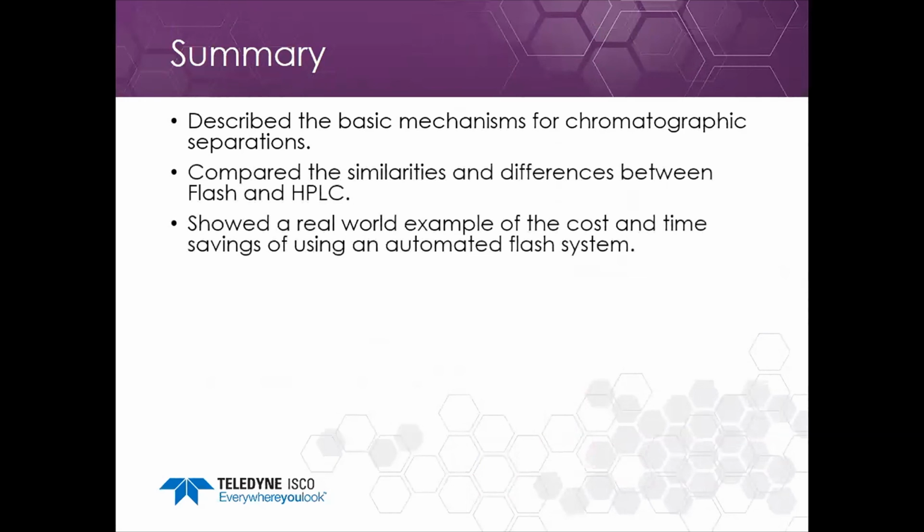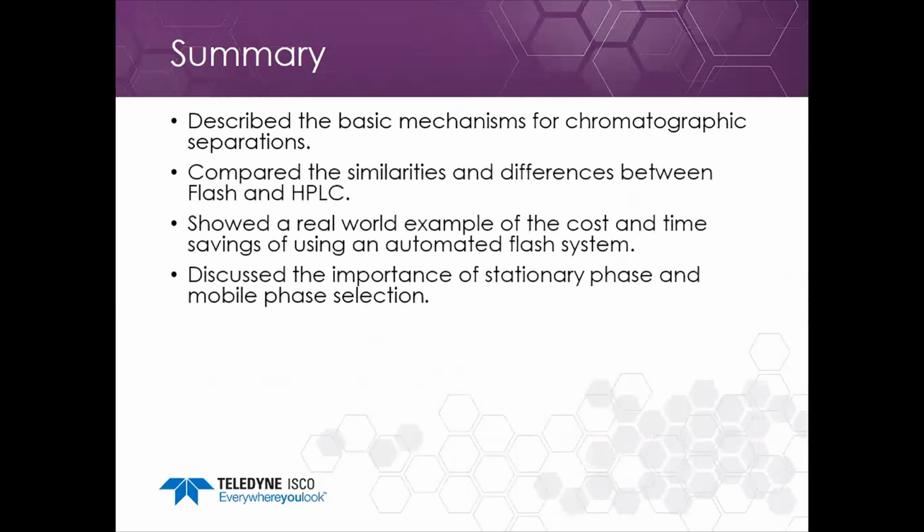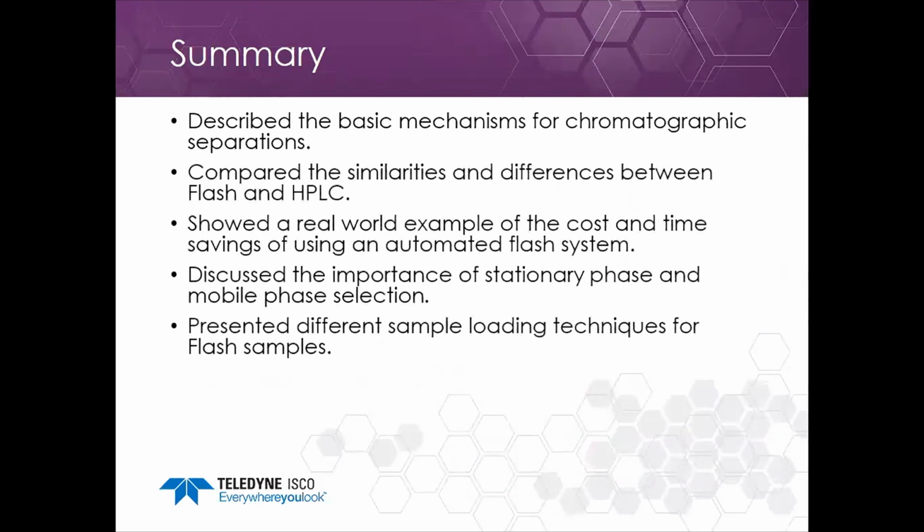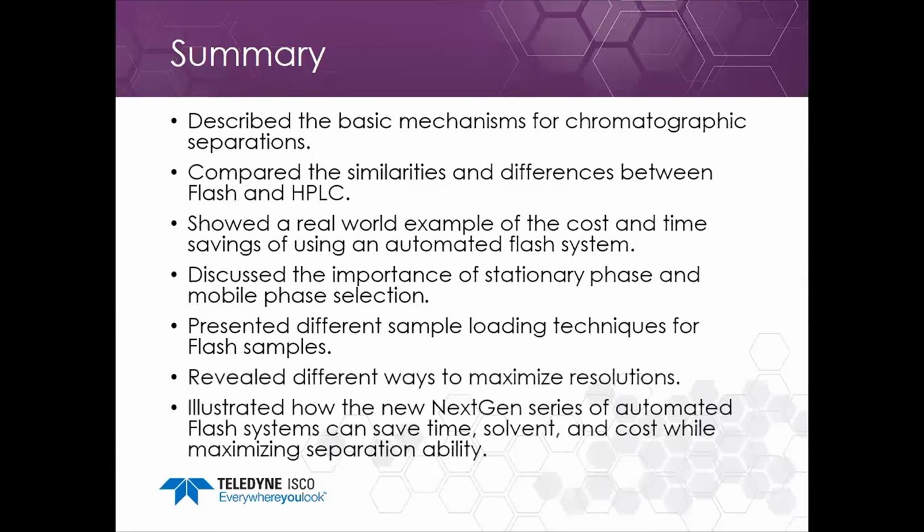We showed you guys a real-world example of cost and time savings using an automated Flash system. We discussed the importance of selecting the appropriate stationary phase or mobile phase. We presented some different sample loading techniques for Flash samples and revealed different ways to maximize resolution. And finally, we illustrated some other examples using the NextGen 300 plus series to show how an automated Flash system can further save you time, solvent, and cost while maximizing your separation ability, and the different ways that you can change the methods to fit your needs, to balance those needs.